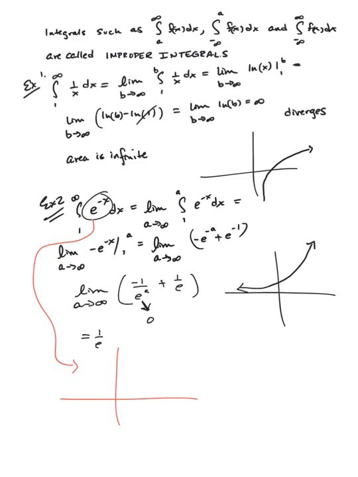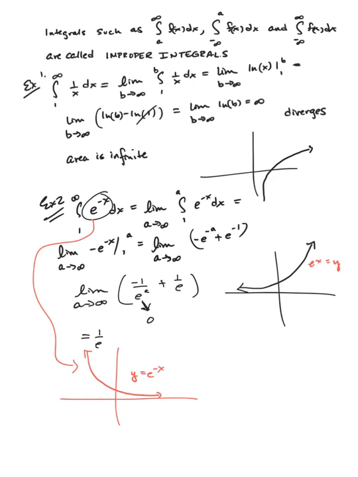Okay, e to the negative x. If you plug in -1, that's going to be just e. So it's the reverse of e to the x. That was e to the x. So this is e to the negative x.